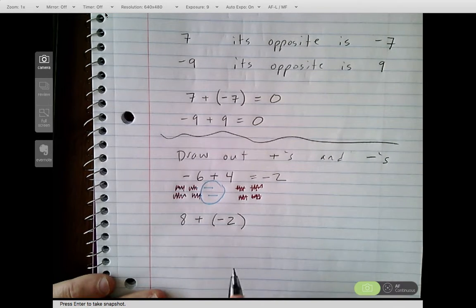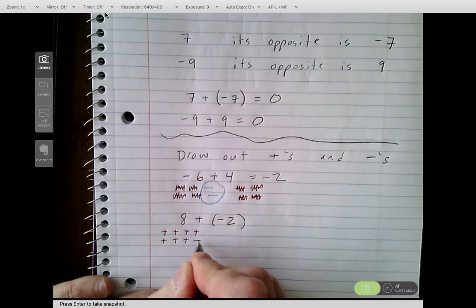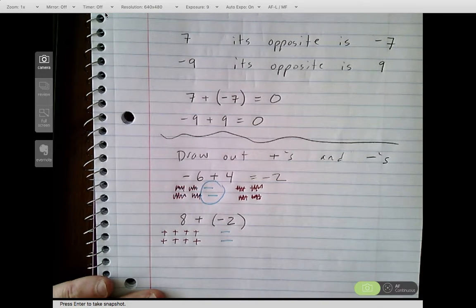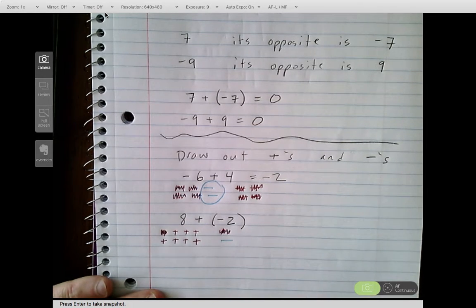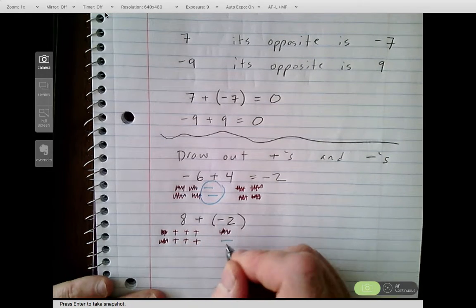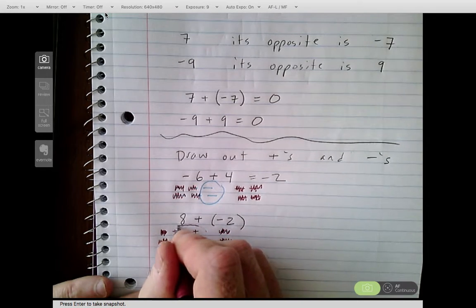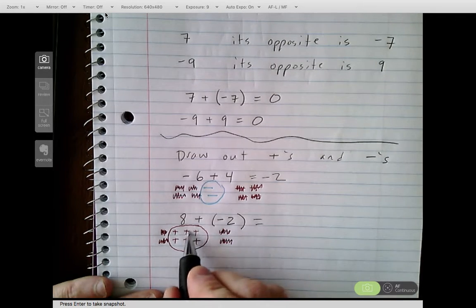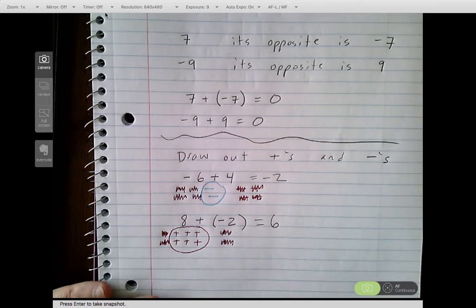Okay, so again, we can just draw out our pluses: 1, 2, 3, 4, 5, 6, 7, 8. And our negatives, 1, 2. And then we start canceling things out here, so we can cross out this plus and this minus. Again, they cancel out and make a 0. This plus is going to cancel out that minus, or that negative. And then we look at what's left. We got 6 pluses left. So then our answer is positive 1, 2, 3, 4, 5, 6. Okay, so again, a nice way, but not very efficient if you have big numbers.